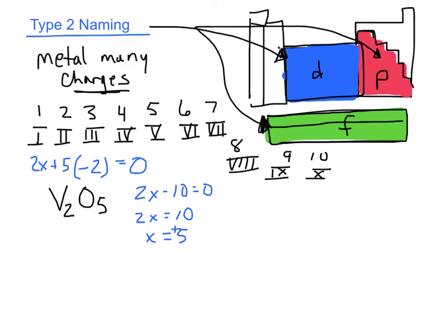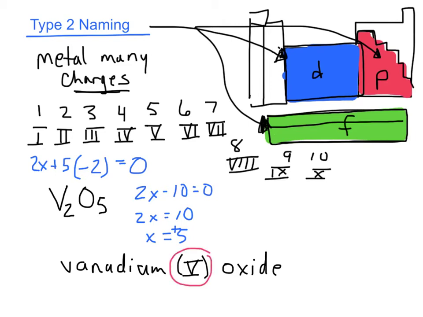So what I do to write the name for this now is I would say vanadium, put the Roman numeral of the charge for vanadium, and then put oxide. So I've now used the Roman numeral 5 right here to tell the charge on vanadium. Let's do a couple others.